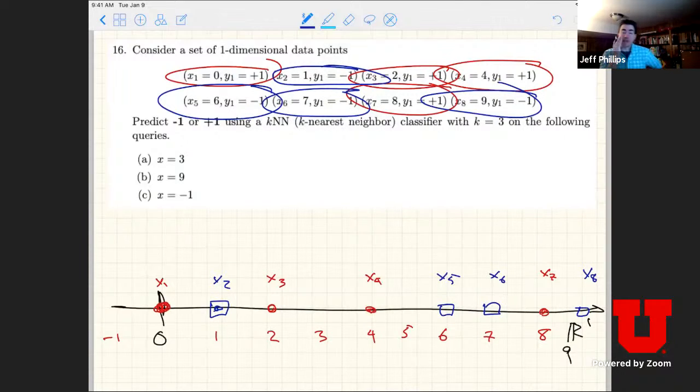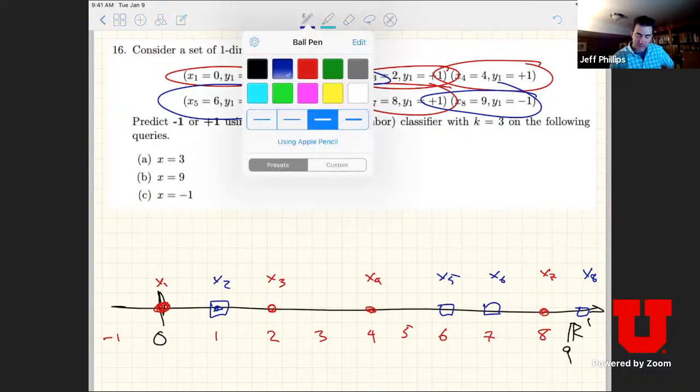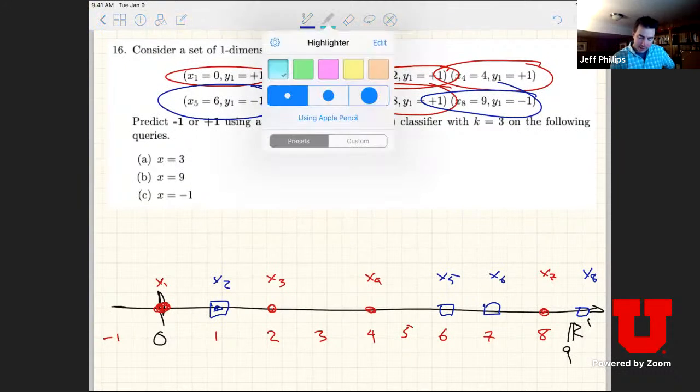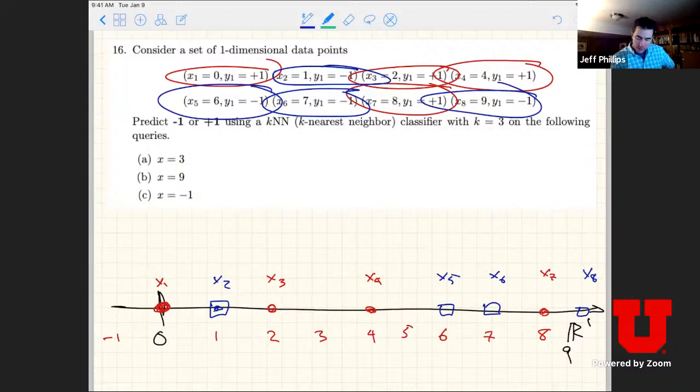Okay, good. So I've drawn this picture, and this is what's going on. The blue boxes are negative points. The red dots are positive points here. And now I want to predict a K-NN classifier with K equals 3 on the following queries. I can't separate these with a linear separator, but a K-NN classifier doesn't need it to be linearly separated. And I'm going to use K equals 3 points.